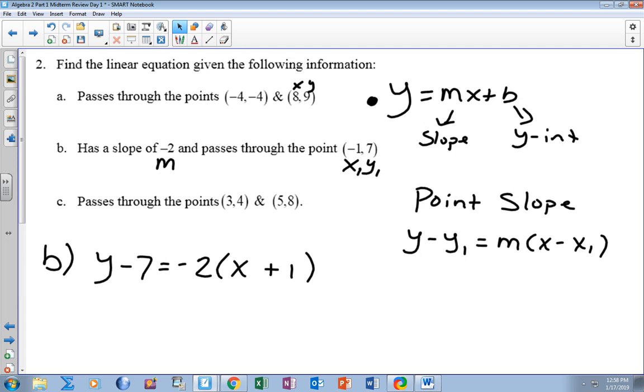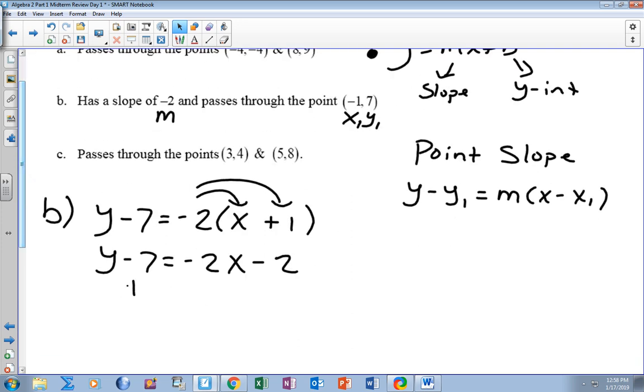So you just plug it in, and now you're going to solve for y. Distribute the -2 to both. So y minus 7 equals -2x minus 2. Then we add 7 to both sides. So you get y equals -2x plus 5.